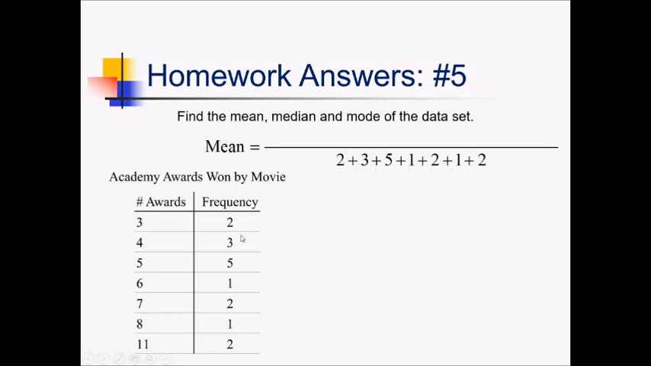Now, to figure out the number of awards there were, we're going to use the frequency and the number of awards column. Since there were 2 movies that each won 3 awards, we've got a 2 times 3, or 3 times 2 that we're throwing in there. And there were 3 movies that each won 4 awards. So that's 4 times 3. We'll add that in there. We've also got a 5 times 5. And this is just a single 6 here. 7 times 2. We have a single 8. And then we have 2 movies winning 11 awards each. So that's 11 times 2. All right, let's add up all this stuff on the calculator now.